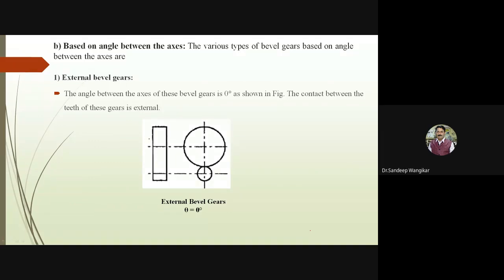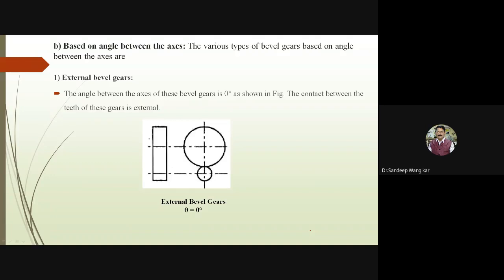Based on the angle, now we have seen based on the tooth profile, whatever the different tooth profile, that spiral, straight, hypoid, this we have seen. Now this is completely based on the angle between the axes. So what is the angle between these two axes? And there are various types of gears based on the angles. This is the second category, so we will have a look at this category also.